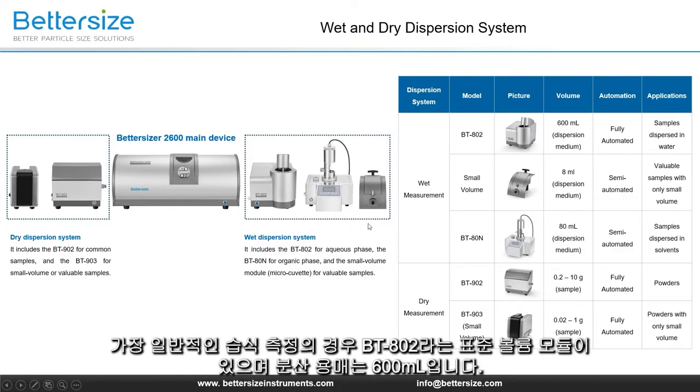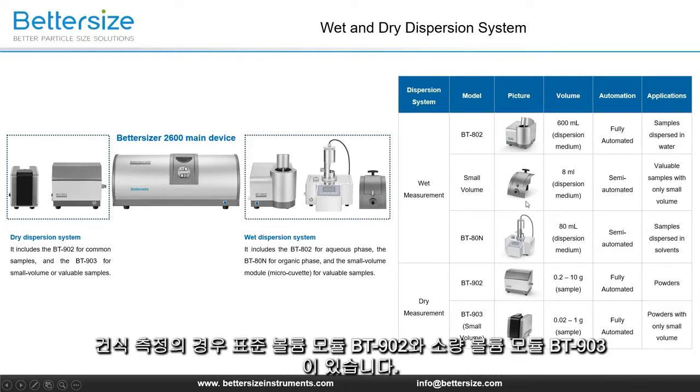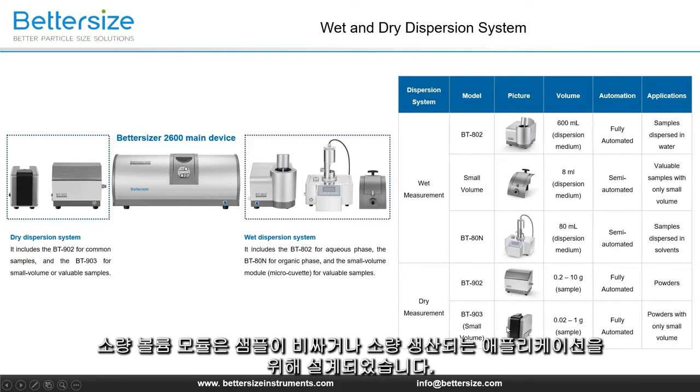For most common wet measurements, there is a standard volume module called BT802, whose dispersion medium is 600 ml. And there is a small volume module as well as an anti-corrosive module BT80N. For dry measurements, a standard volume module BT902 and small volume module BT903 are accessible. Small volume modules are designed for applications where the sample is valuable or produced in small volumes.